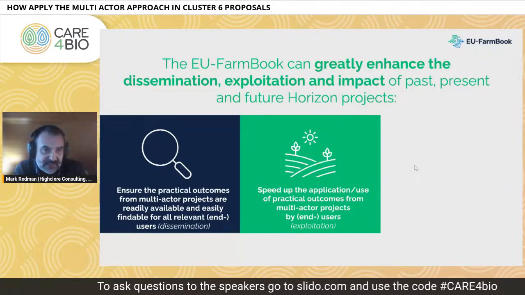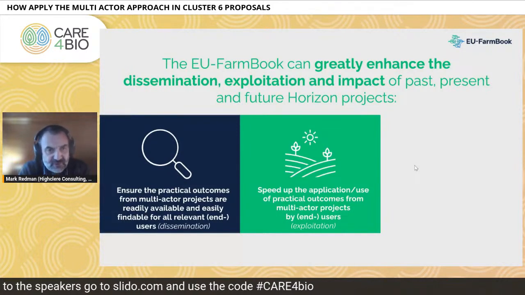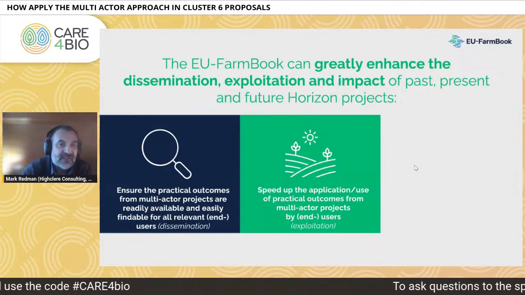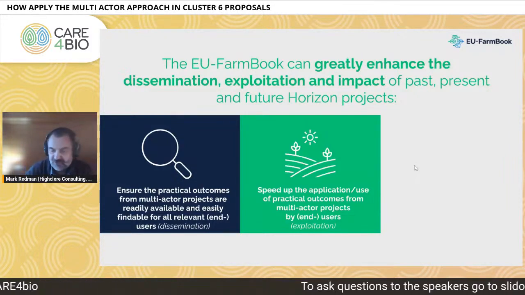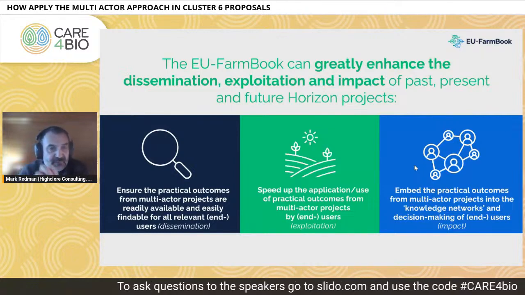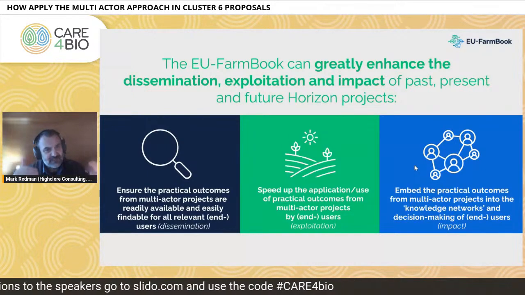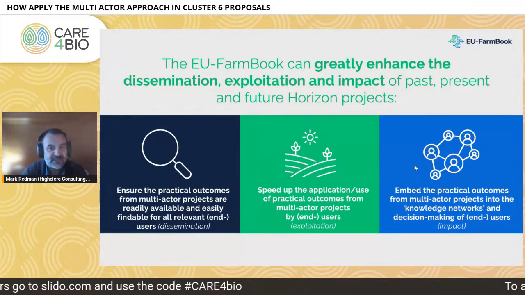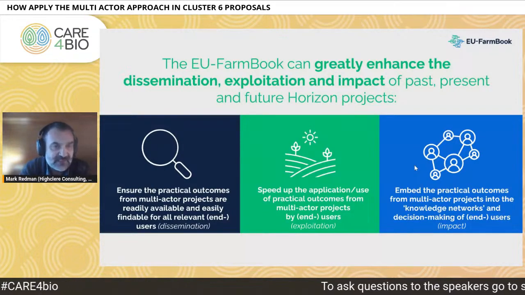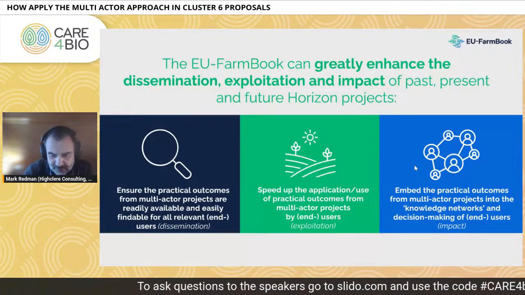It also has the potential to speed up the application and use of practical outcomes from multi-actor projects by various end users. That's the exploitation function. And also to help to embed the practical outcomes from multi-actor projects into these very important knowledge networks and developing and decision-making processes of end users. And that's where we start to make impact.